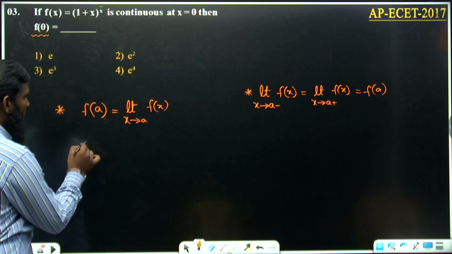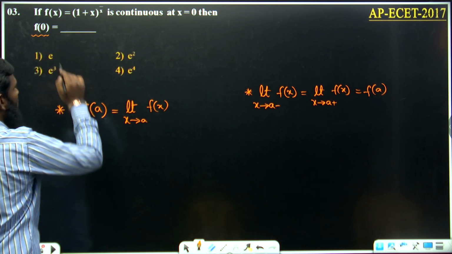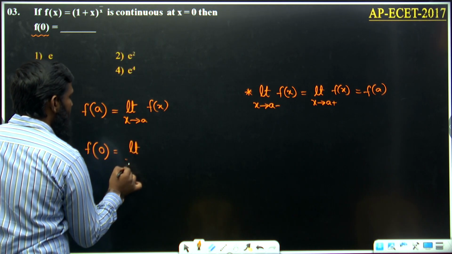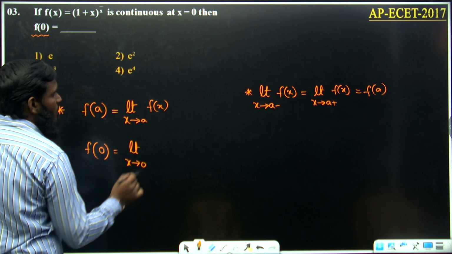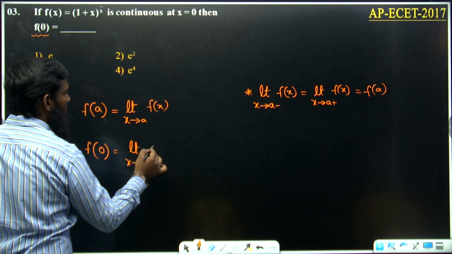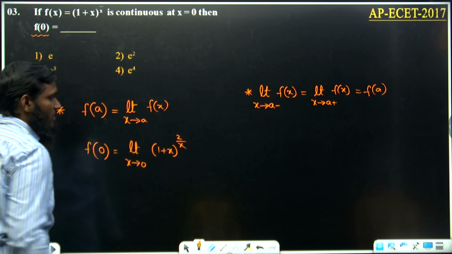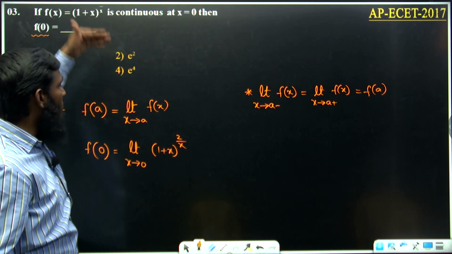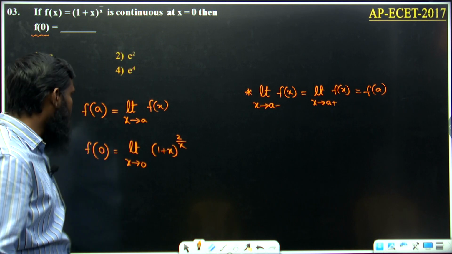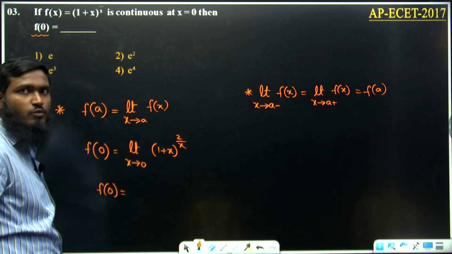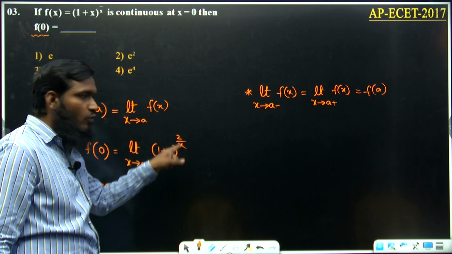So, see this part. What value do we have to find? The f of 0 value. So f of 0 is equal to limit x tends to 0 of f of x, which is (1 plus x) whole power 2 by x, like this we have taken. Now, simply what we can write: f of 0 is equal to, again it looks like (1 plus ax) whole power b by x.